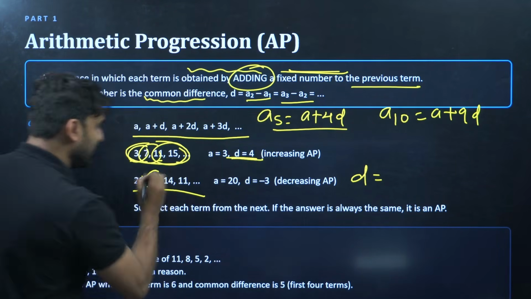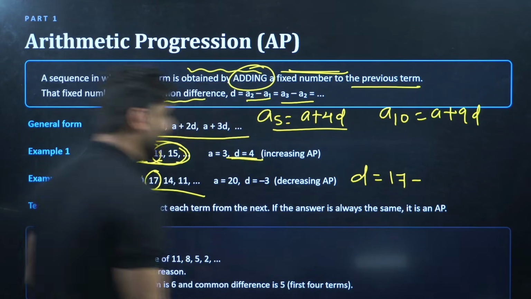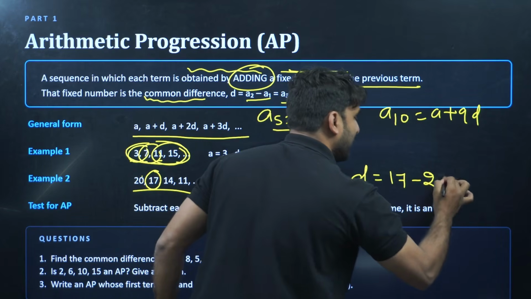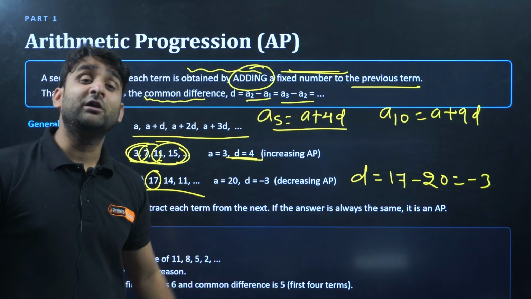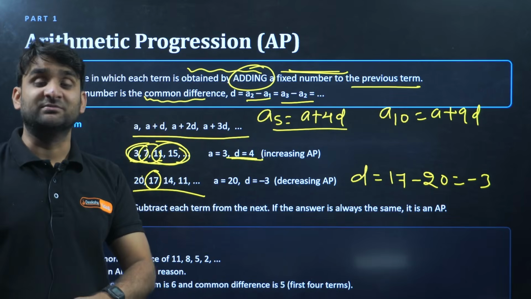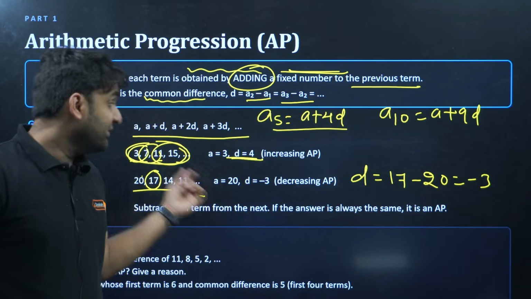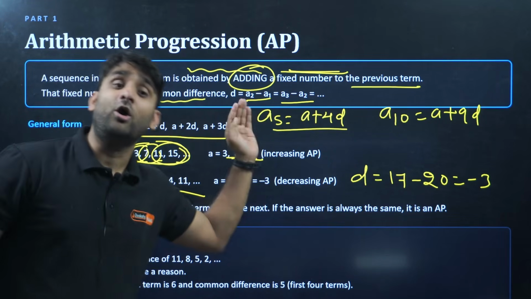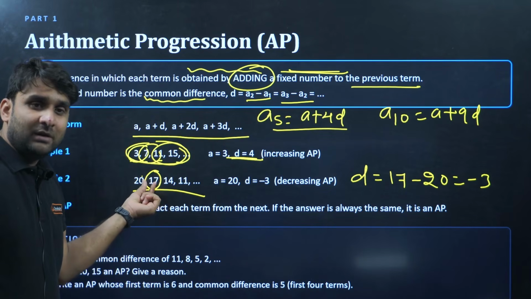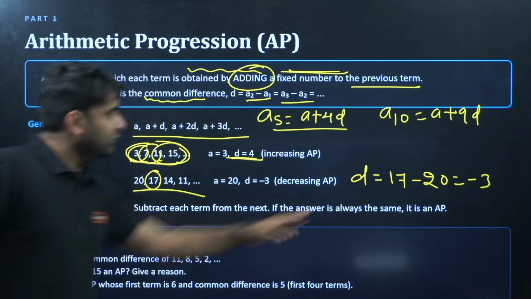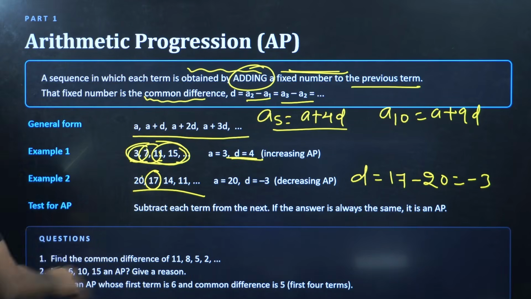So the succeeding is 17, so 17 minus 20. Don't subtract according to your comfort. Some students think that subtraction will always be greater minus smaller. But my dear, in AP, whether the number coming is smaller or greater doesn't matter. Subtraction will go this way: after value minus before value. So minus 3 will be the common difference. I hope this is clear to you all.